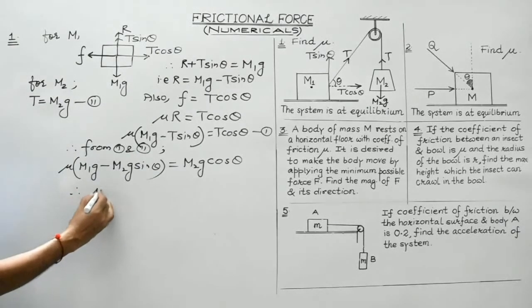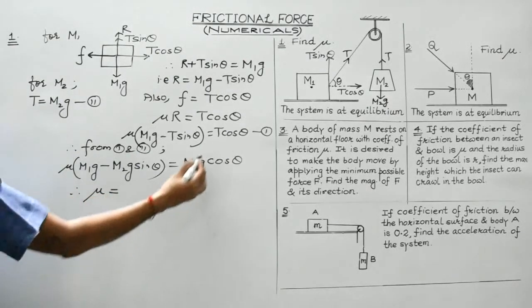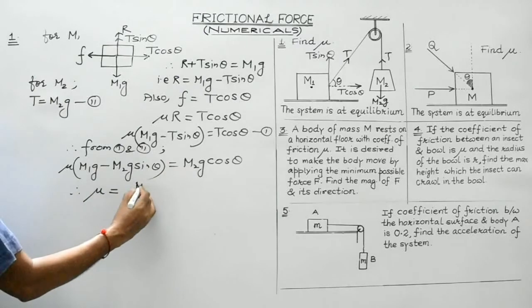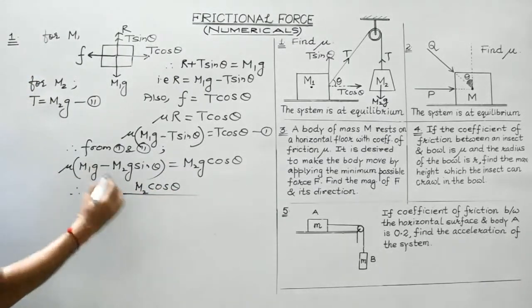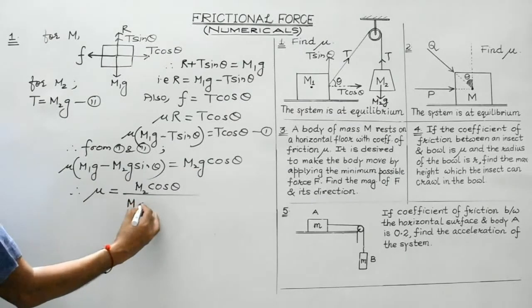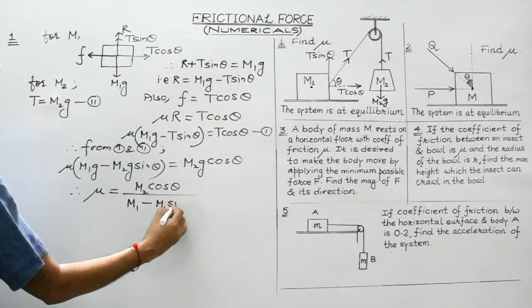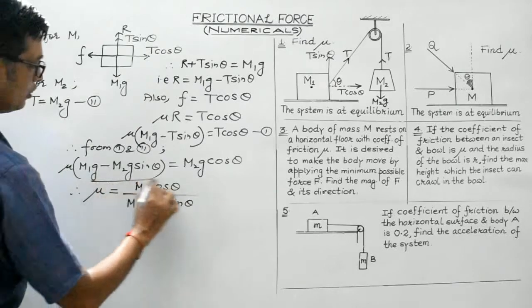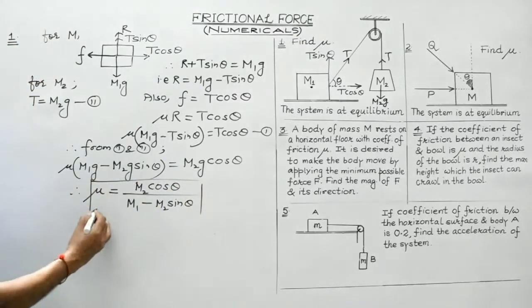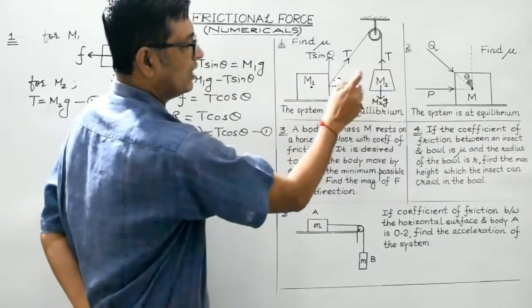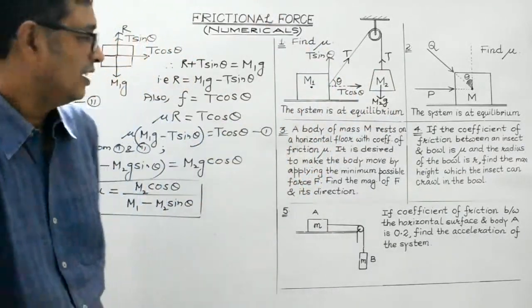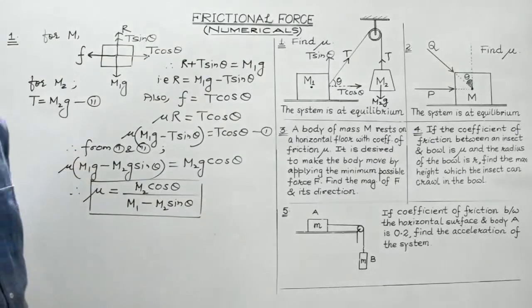Therefore, the coefficient of static friction will be equal to, G is common, so it gets cancelled out, M2 cos theta divided by M1 minus M2 sin theta. So this is the expression for the coefficient of static friction in terms of M1, M2 and theta. Right? So I hope you have understood this particular question.